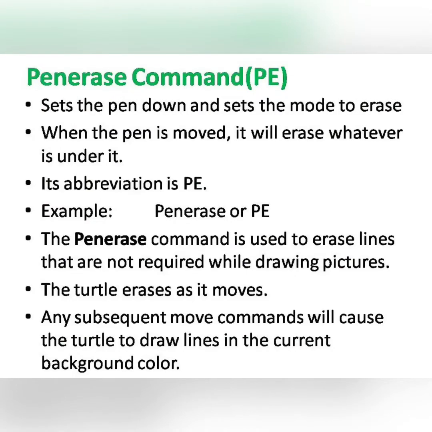Next, we are going to learn about pen erase command. It sets the pen down and sets the mode to erase. What is the use of pen erase command? When the pen is moved, it will erase whatever is under it. It helps us to erase the drawing or erase the lines. Abbreviation of pen erase command: PE.